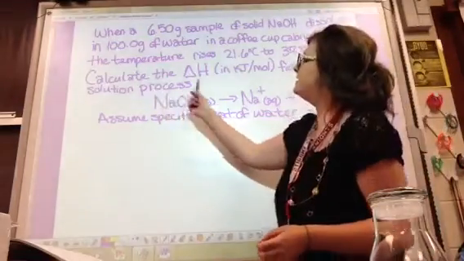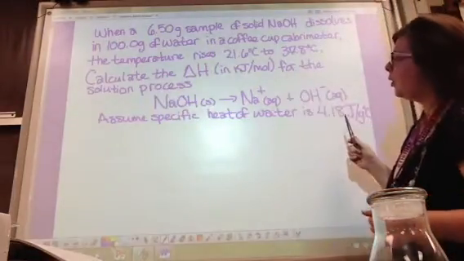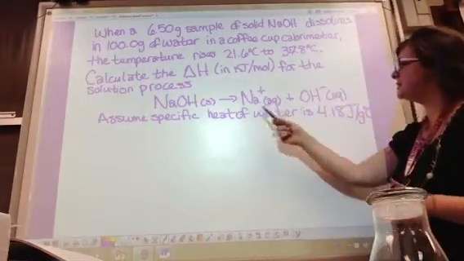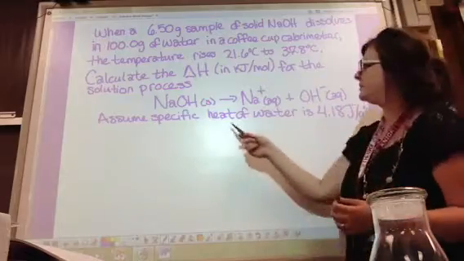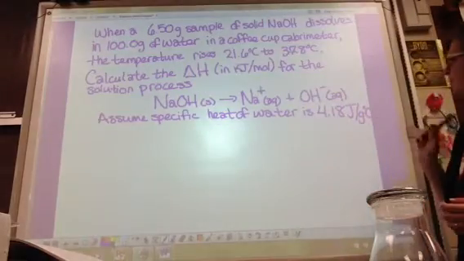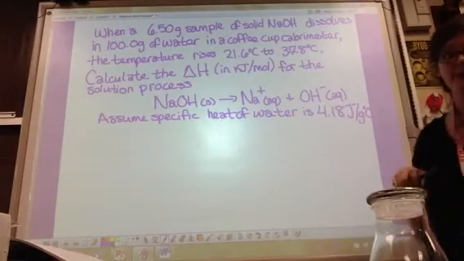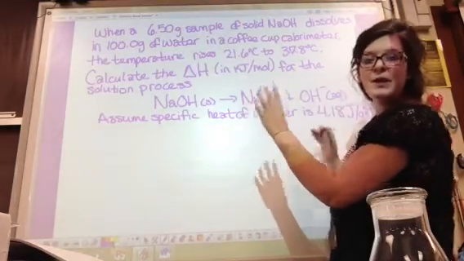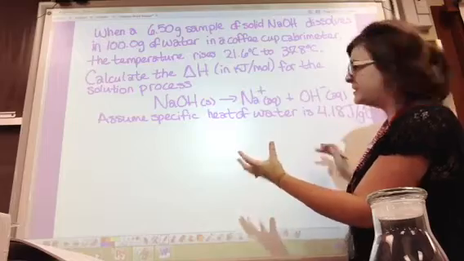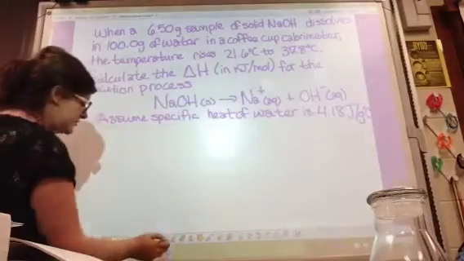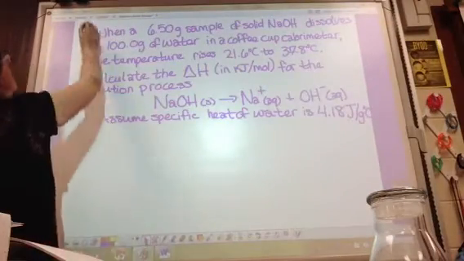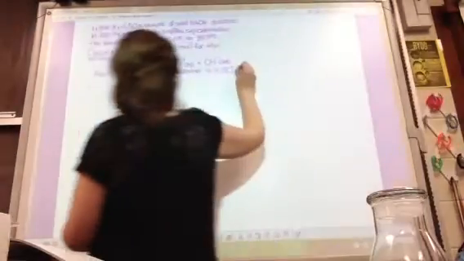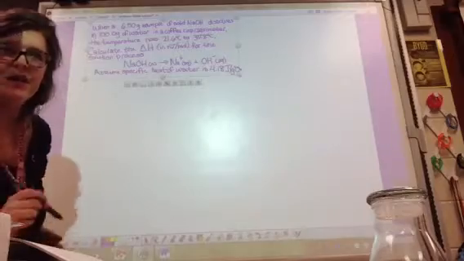So I want to calculate the delta H in kilojoules per mole for this solution process when sodium hydroxide is dissolving in water. And let's assume that the specific heat of water is 4.18 joules per gram degrees Celsius. I'm going to shrink this so we have enough space to work with. I think you can still read that.